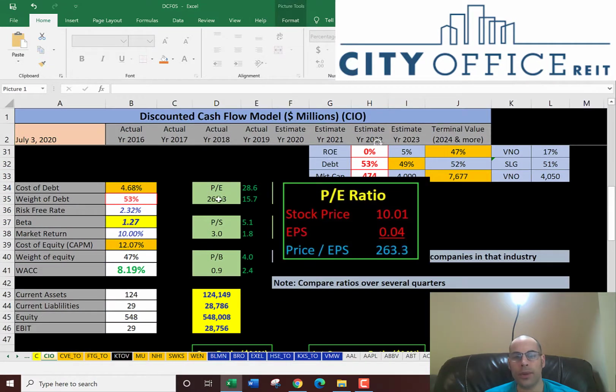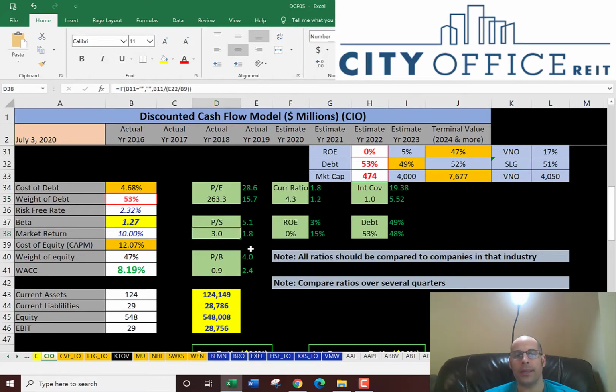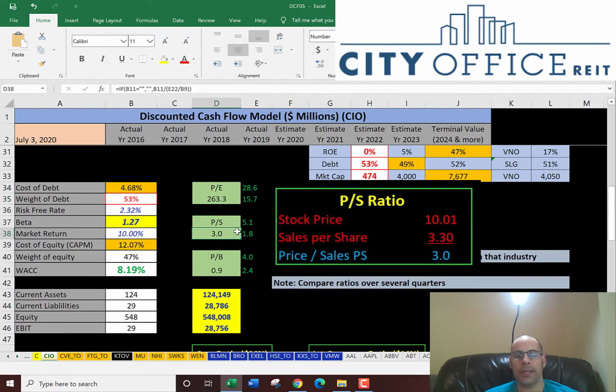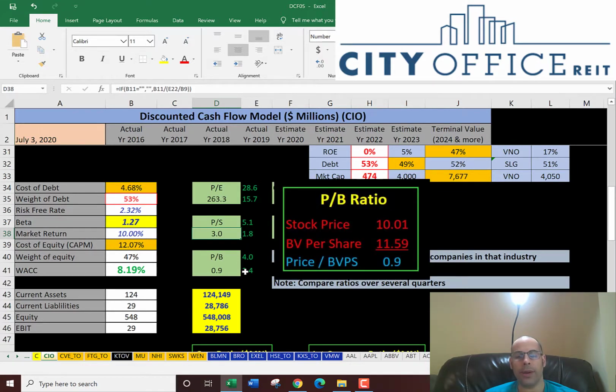The PE is really high, 263. That's a bad PE. That's price of stock over earnings per share. So they must have really low earnings to have such a high PE. Price to sales is not too bad, 3.0. That's price of stock over sales per share. They have a good price to book value of 0.9. That's price of stock over book value per share. That means investors are willing to pay 90 cents for $1 of book value.